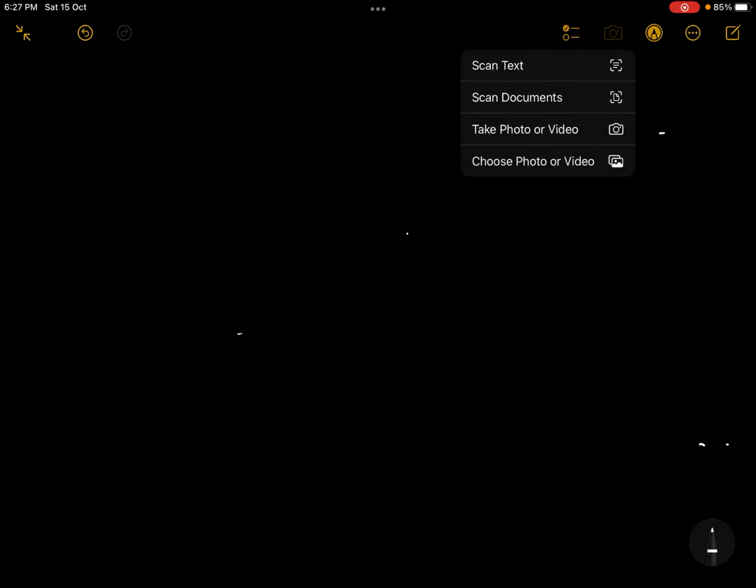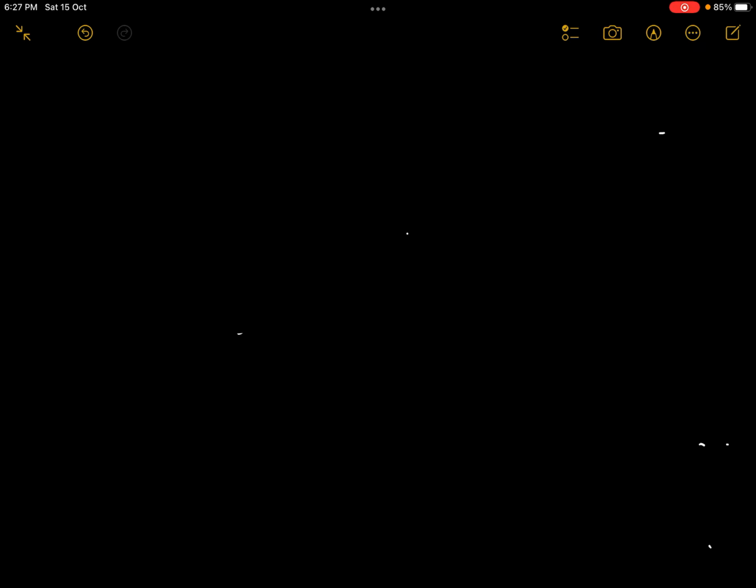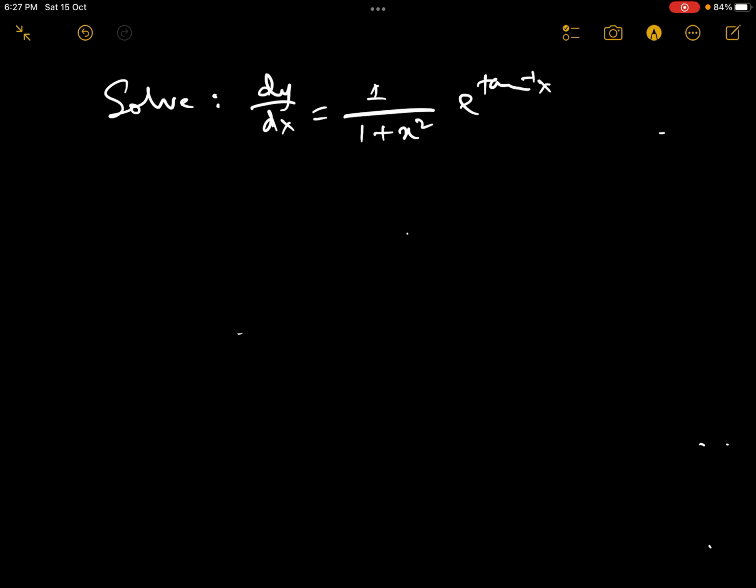Let's delete. Homogeneous subspace. No, it's not here anymore. I need to look from the book again. 2.17. Okay, let's solve this. Solve dy/dx equal to 1 by 1 plus x squared, e power tan inverse x, minus y.